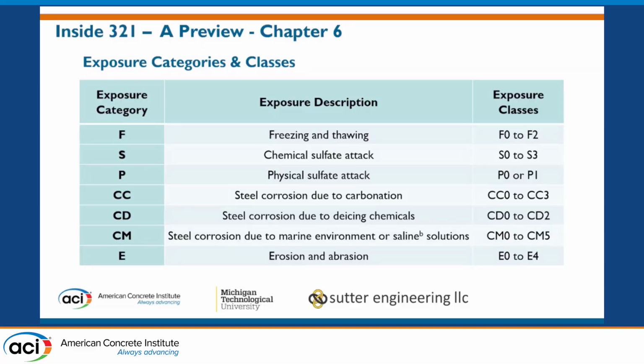Chapter 6 is the exposure categories and classes. This is the chapter that we have actually completed. And I just have here a summary of the various exposure categories and classes that we have developed. The class F and the class S are exactly the same as what's currently in ACI 318. The P category is new, physical sulfate attack. And then we have taken a different approach to corrosion. We have corrosion based on carbonation, corrosion based on exposure to de-icing chemicals, and then corrosion due to the marine environment exposure. So three different levels of corrosion are being considered in the exposure categories. And then we have also added the category E for erosion and abrasion.